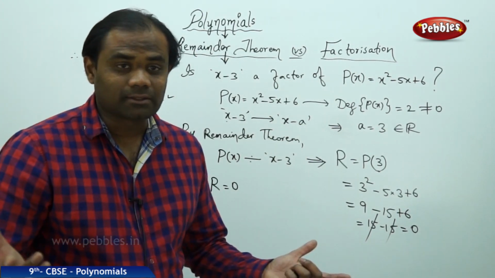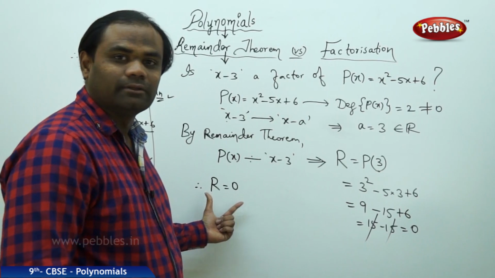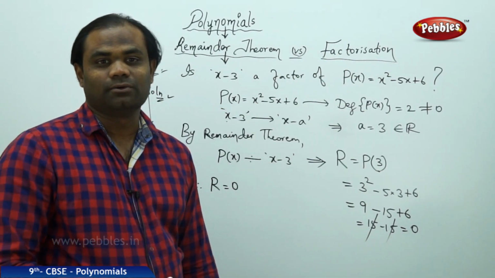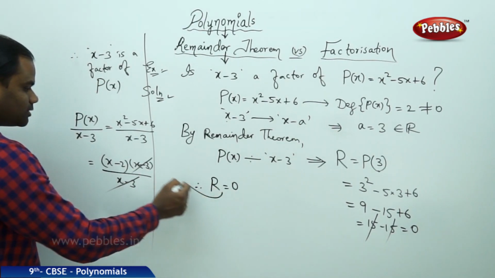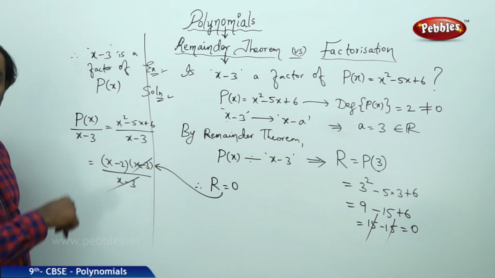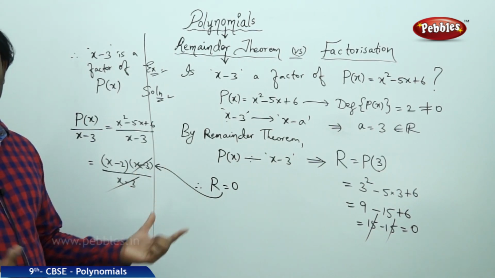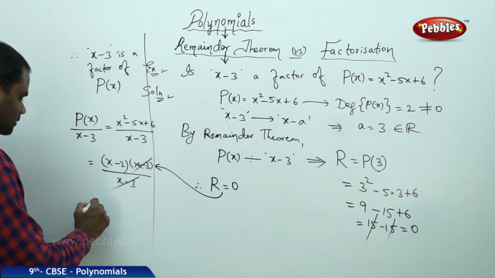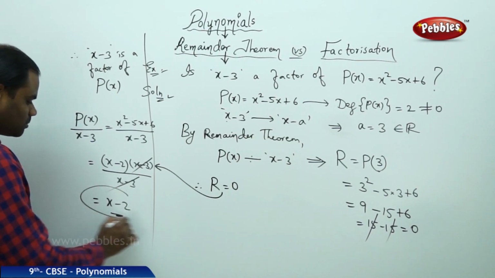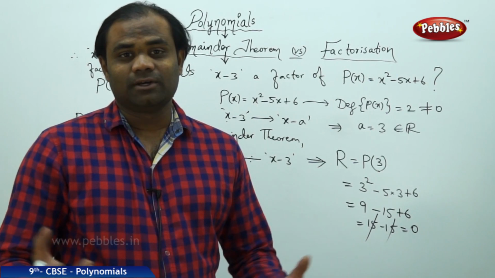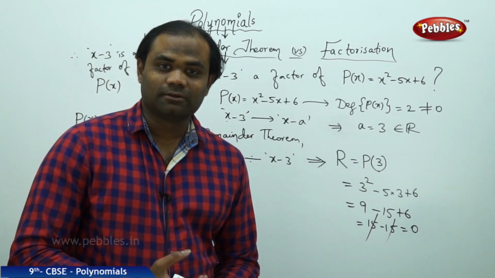And why is it a factor? Because it satisfies the remainder theorem with factorization. The remainder is 0, and because the remainder is 0, the two factors get cancelled. That means x minus 3 is a pure factor of the given polynomial p of x, and the result is x minus 2. That is how we understand the complete concept of the remainder theorem connected with factorization.